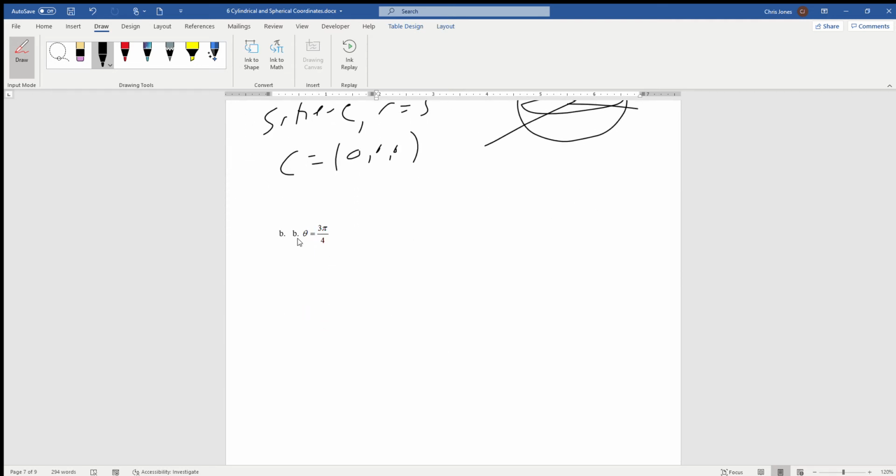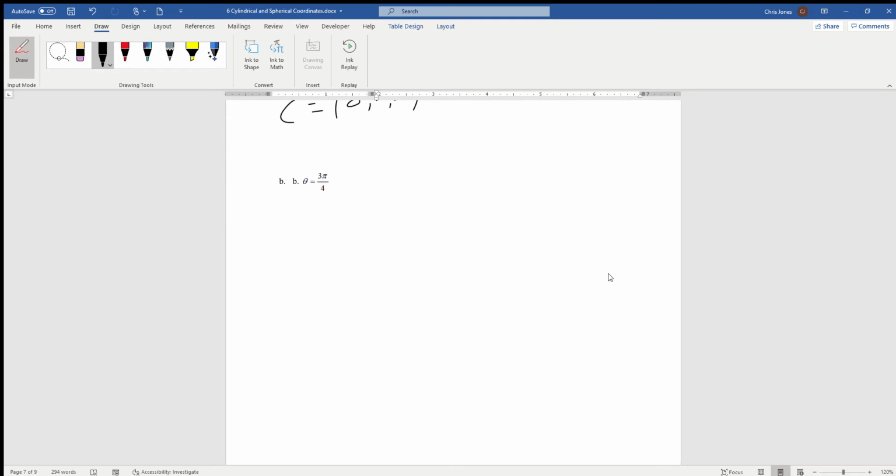A second example, theta equals 3 pi fourths. One of the techniques we used earlier was just to take the tangent of both sides. So we could say tan of theta equals tan 3 pi fourths. We know that tan of theta is y over x. Remember, theta is the same in both cylindrical and spherical coordinates. Tan of 3 pi fourths is -1. If you don't believe me, you could certainly throw that into your calculator. So we get y equals -x. Essentially we have a slope of -1.